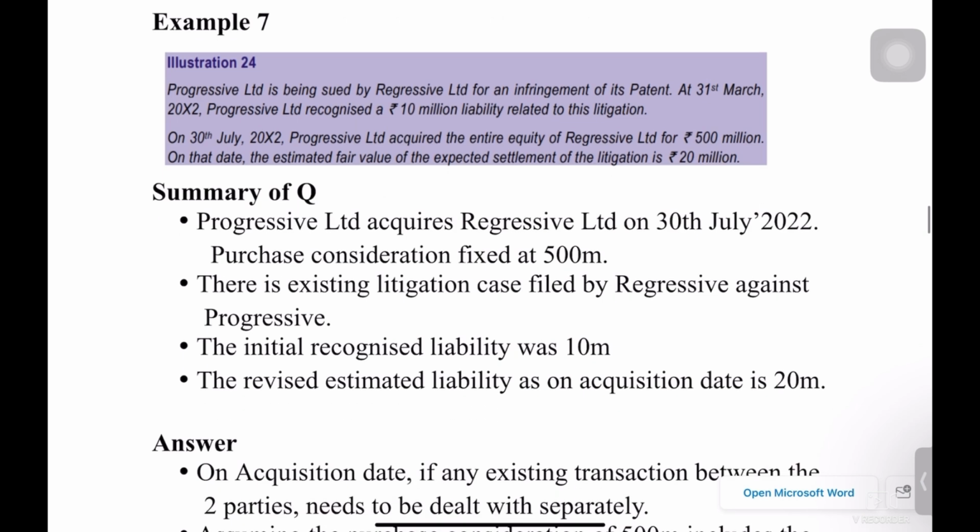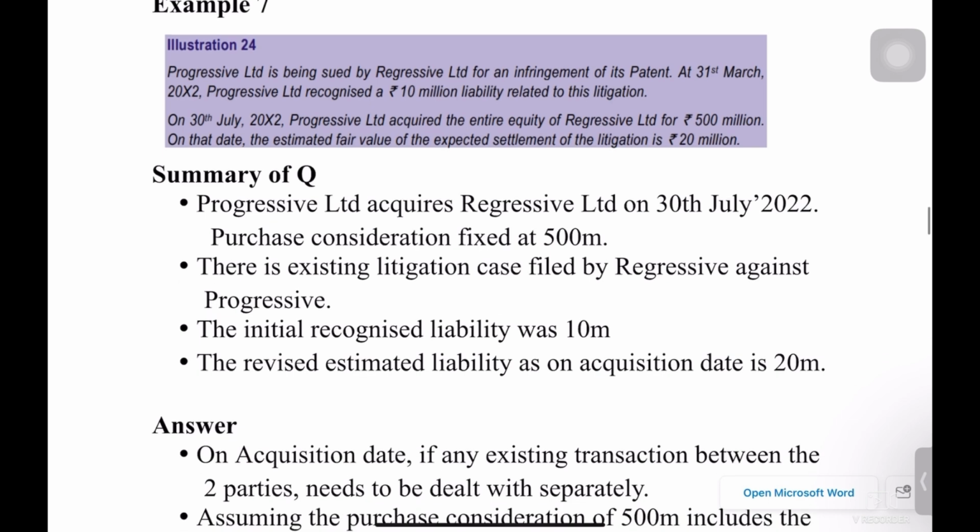Then let me go through the next example. In this example, Progressive Limited acquires Regressive Limited on 30th July 2022, and the purchase consideration is fixed at 500 million. There is an existing litigation case filed by Regressive Limited against Progressive Limited. The initially recognized liability was 10 million. The revised estimated liability as on the acquisition date is 20 million.